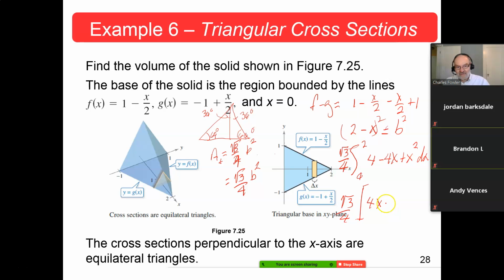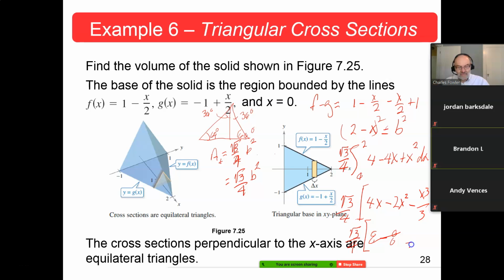For x minus, and this will be x squared over 2 times 4, 2x squared, minus x cubed over 3, and we're evaluating that from 0 to 2. So this will be square root of 3 over 4 times, when you plug in a 2 there, that gives you 8 minus, and 2 squared is 4 times 2 is 8 again. Well, that's going to be pretty easy.